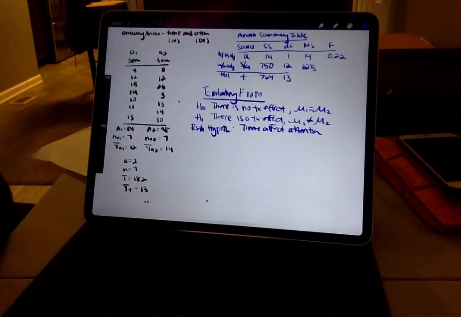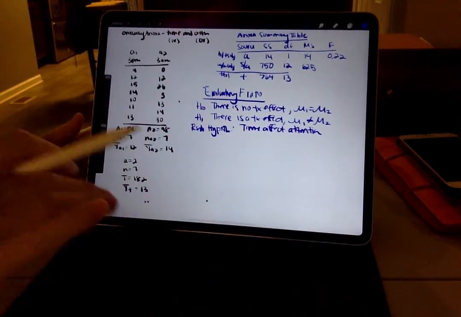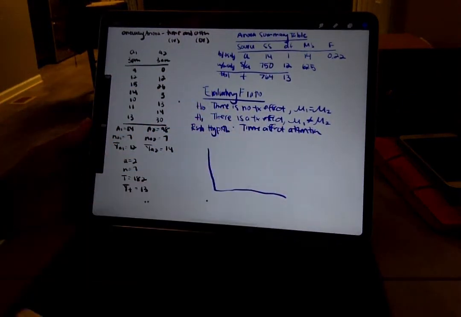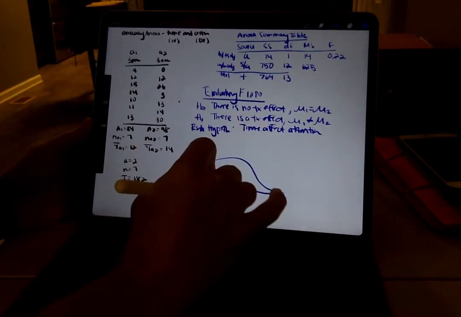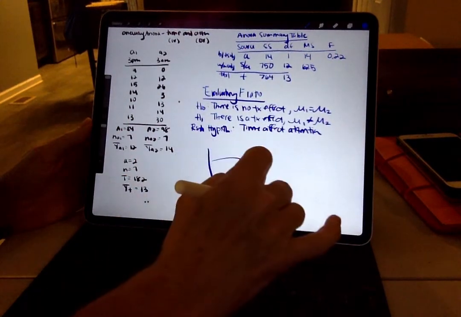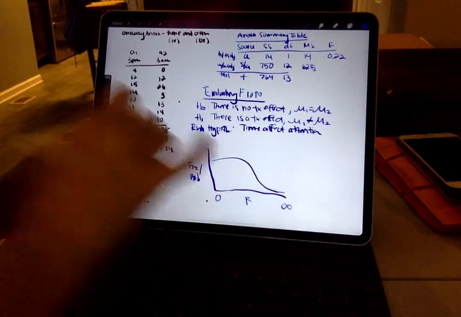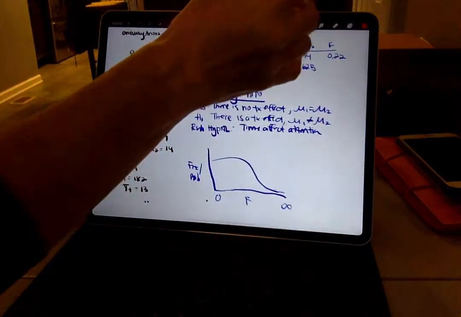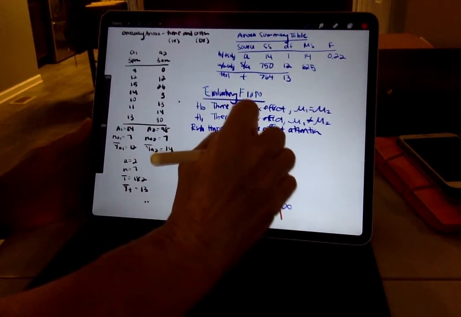Now it's time to evaluate our F ratio. So we're going to draw our theoretical sampling distribution of F. Remember, this is F ranging from 0 to infinity. Over here we've got frequency and probability. And what we need to do now is find our critical F.